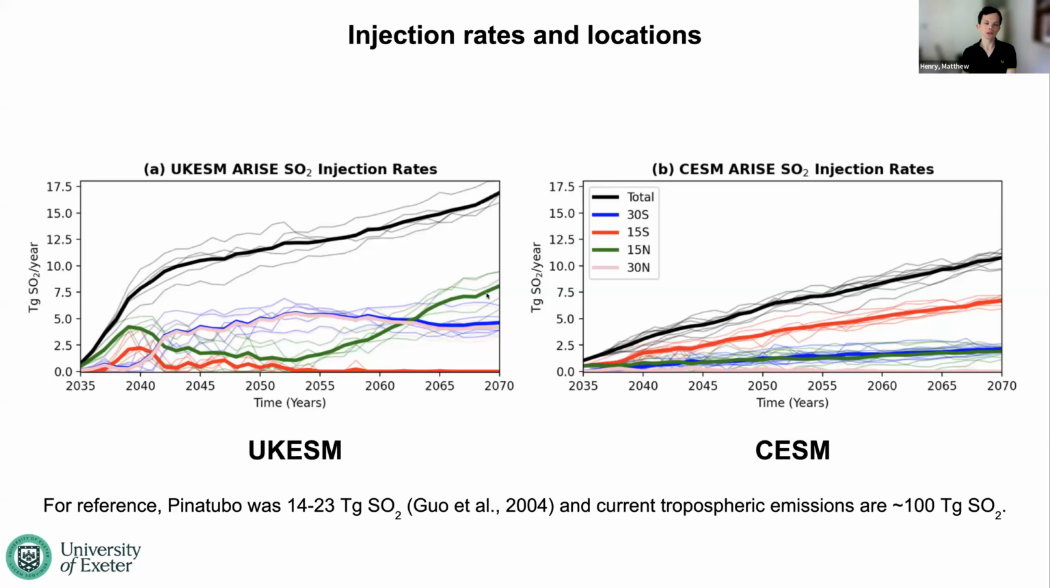In UKESM, it's not so linear, it's a bit more messy, and after 2050, it seems like there's a huge increase in injection at 15 north, and that is basically because the target for the equator-to-pole temperature gradient was not reached, and because of how the algorithm works, it chose to sort of increase the injection at 15 north. And finally, just to give you an idea of what these different numbers mean, I just gave as a reference the Pinatubo eruption in 1991, between 14 and 23 teragrams of SO2 in the stratosphere. And the current tropospheric emissions of SO2 is about 100 teragrams per year.